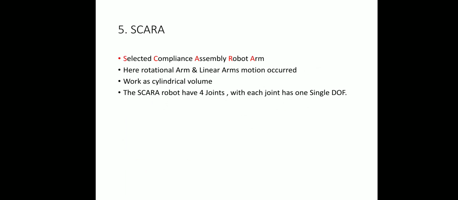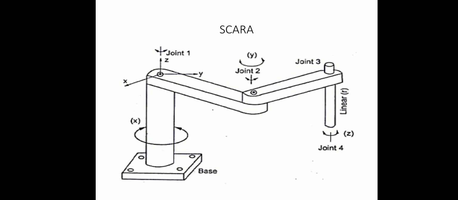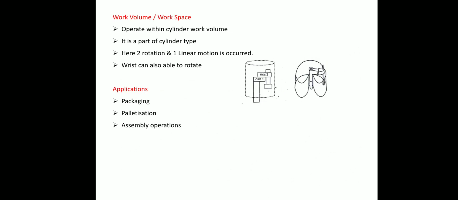It is specially designed for the purpose of assembly. It has one linear joint at the end, and the remaining joints are revolving joints. That's why it is called a SCARA robot. It also moves in a work envelope of cylindrical shape. It is utilized for packaging, palletizing, and assembly operations.